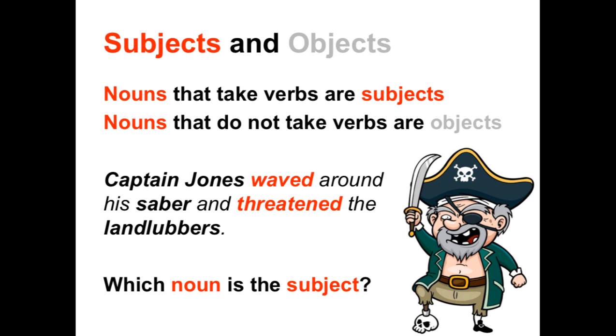In order to find the subject of a sentence, we first find the verbs. In this case, waved and threatened. So we ask ourselves, who or what waved and threatened? Captain Jones. Captain Jones takes the verbs waved and threatened, and that makes him the subject. The other two nouns, saber and landlubbers, do not take verbs in this sentence, so they are objects.